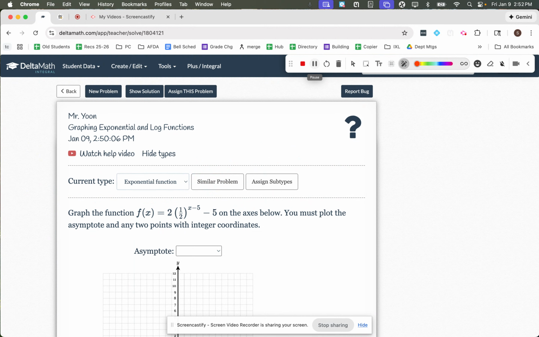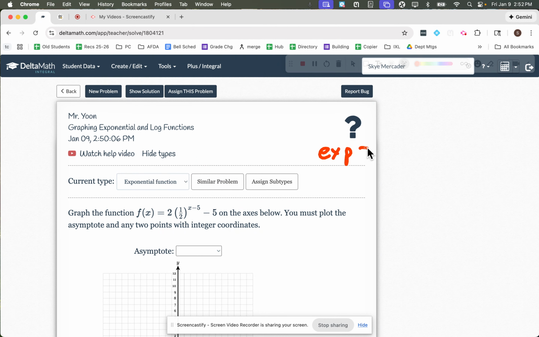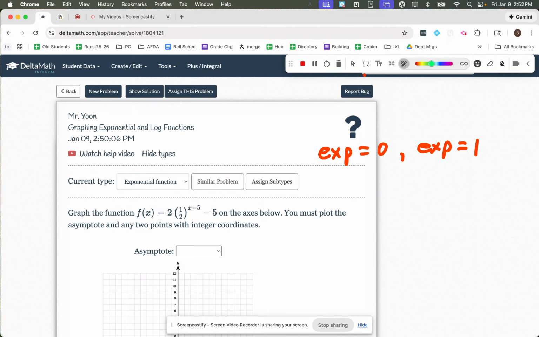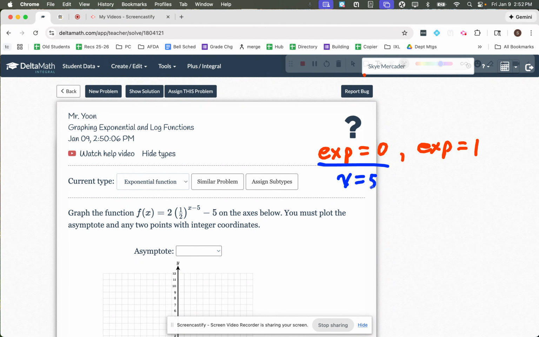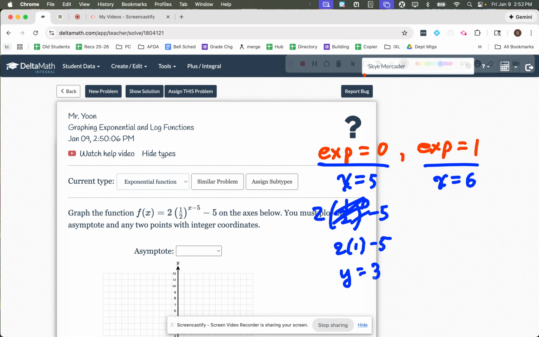But we're still going to use our 2 methods. We want the exponent to equal 0, and we want the exponent to equal 1. And we're going to choose our x's accordingly. So for this scenario, x is going to be 5. For this scenario, x is going to be 6. Okay. So what happens to the function when x equals 5? You get 2 times 1/2 to the nothing minus 5. What is that? Well, this becomes your 1. So 2 times 1 minus 5. Looks like you're going to end up with y equals 3.